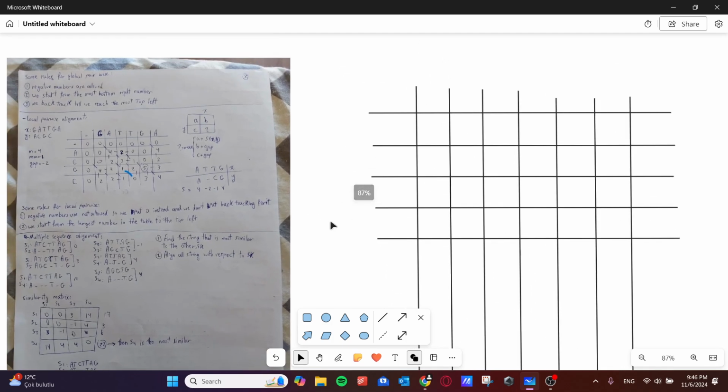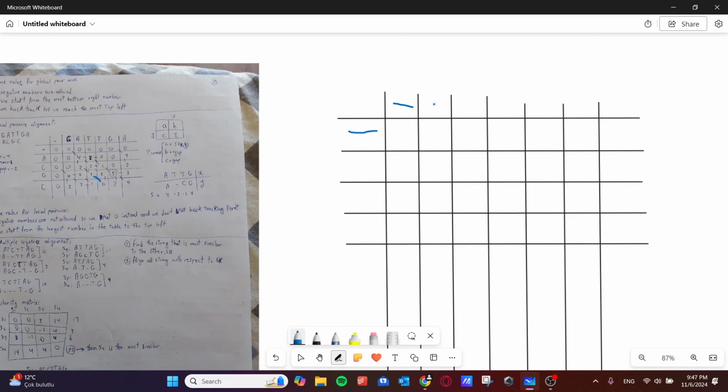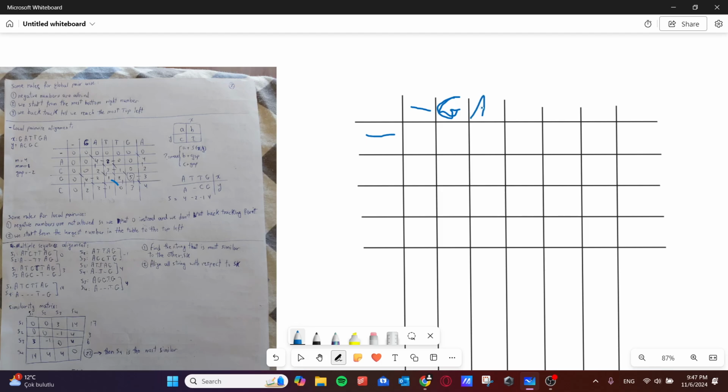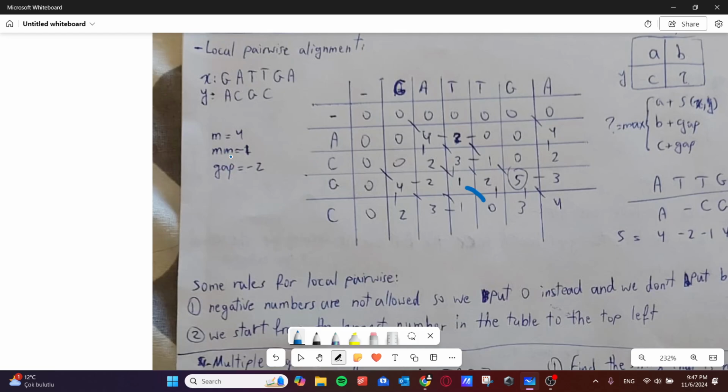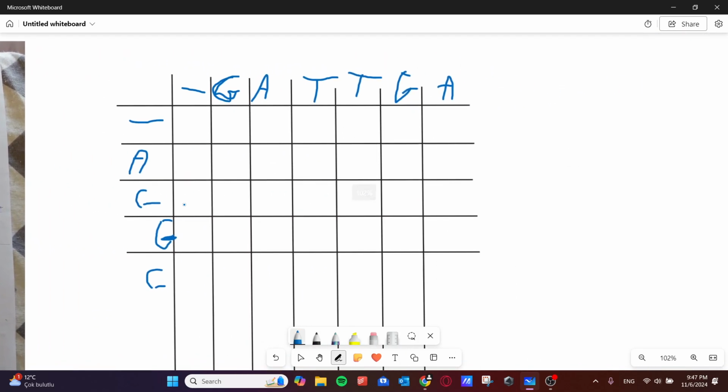Okay, so let's start. We always start with the gaps, then G, A, T, T, G, A, then A, C, G, C. So the match score is 4, the mismatch is -1 and the gap is -2.